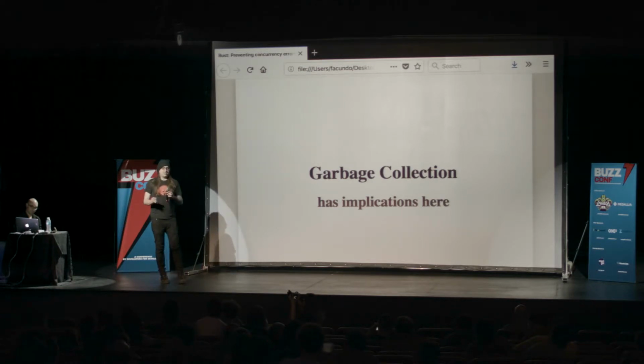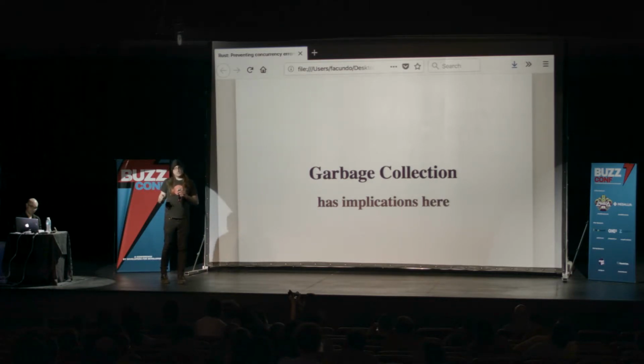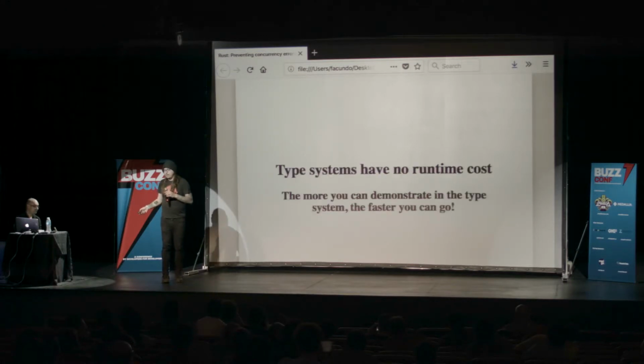And it's also one of the things that makes Rust a little difficult for people to program in sometimes, because they're so used to just being able to create these giant messes of objects and not worry about what happens with them.